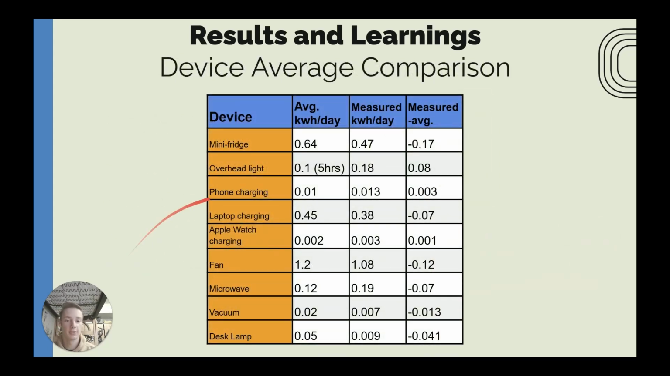And then here's a comparison of the average kilowatt hours per day based on research versus what I measured. The mini fridge was a big difference. I think my mini fridge is smaller, a little more energy efficient than the average. Everything else was relatively close. The fan was actually less, which was surprising to me, but I think the fan that we have is a little bit newer and more energy efficient than maybe the one that I found in research. And overall everything was pretty close.